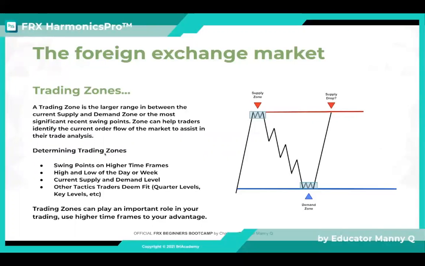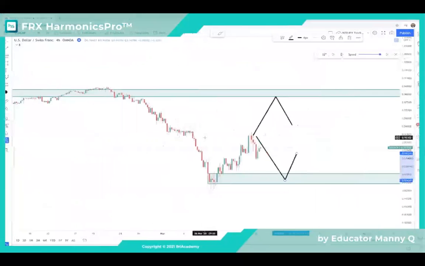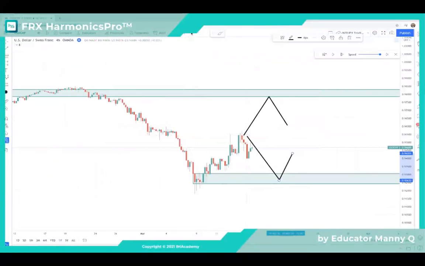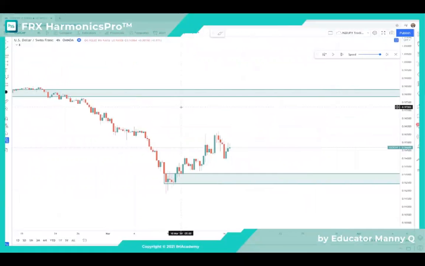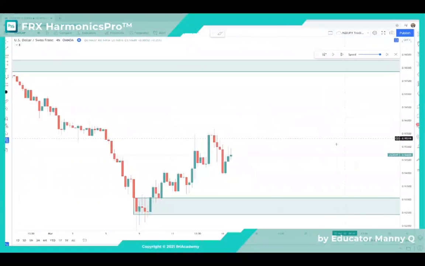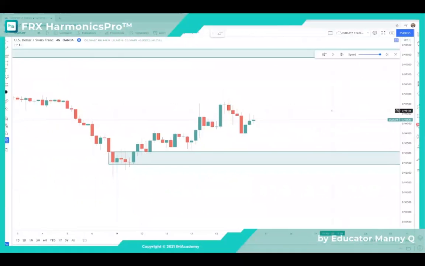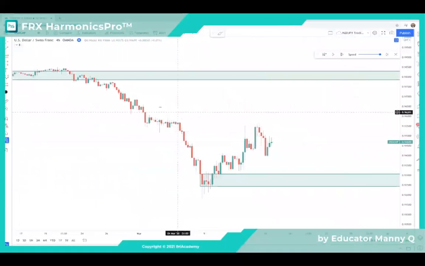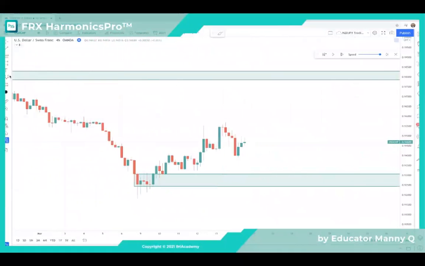Determining trading zones, you can do things like the swing points on higher time frames. So if I come over here, let's try to identify different swing points. Let's come to a higher time frame. We're on a 4-hour time frame. We have a really, really good swing point, but let's say you want to create a smaller zone. Here goes the swing high. Here goes the swing low.